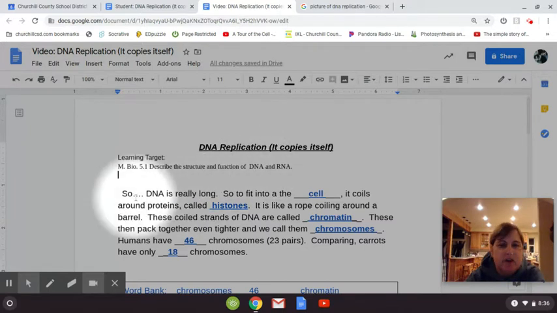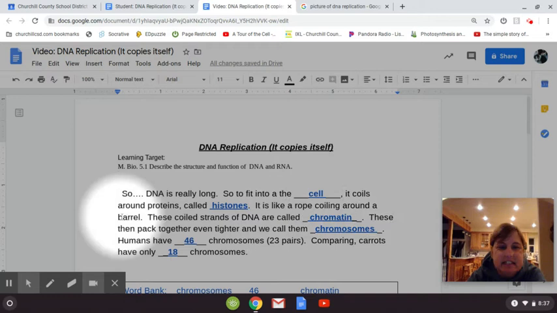So DNA is really long, we know this. So we have some vocabulary terms coming up. In order to fit into the cell, which is one of the blanks you have to fill in, it coils around proteins. And these proteins are called histones. So it's going to wrap itself around a protein, like a rope coiling around a barrel. These coiled strands of DNA, when they're all coiled up, are called chromatin.